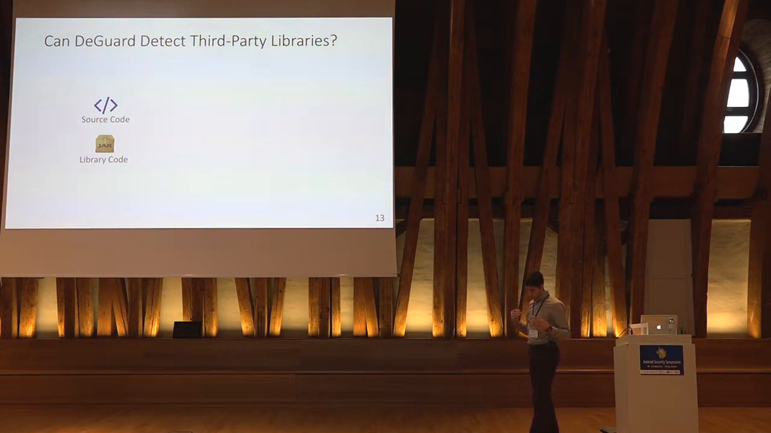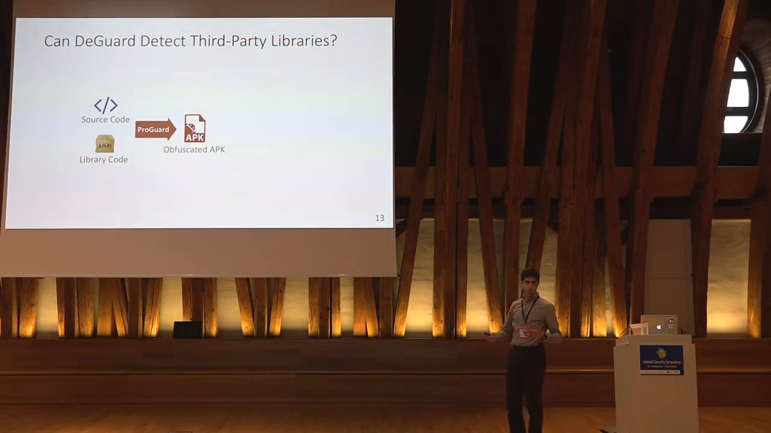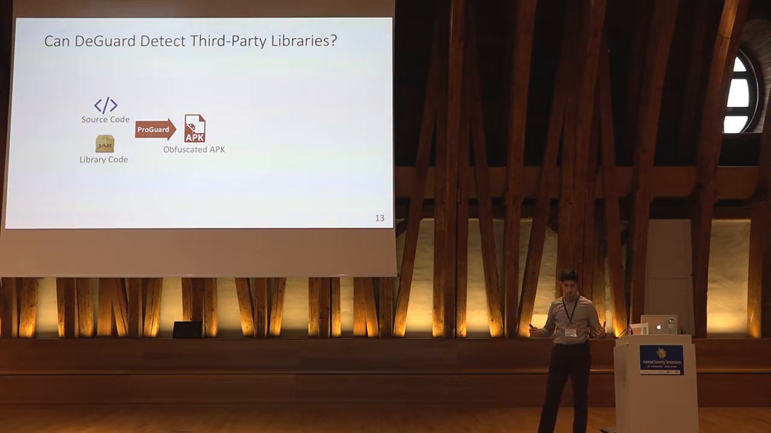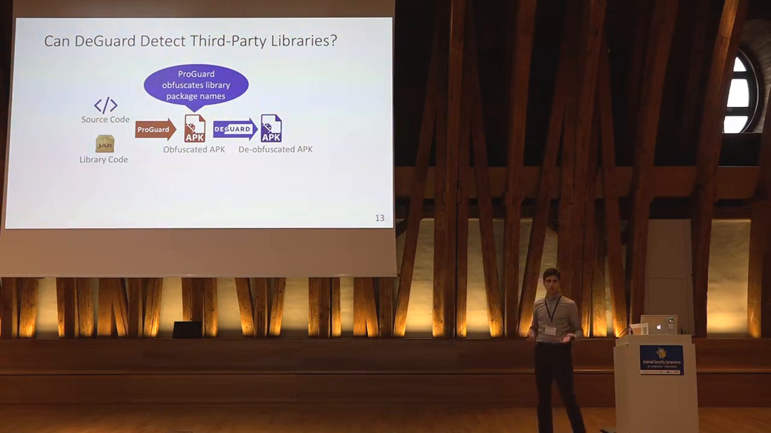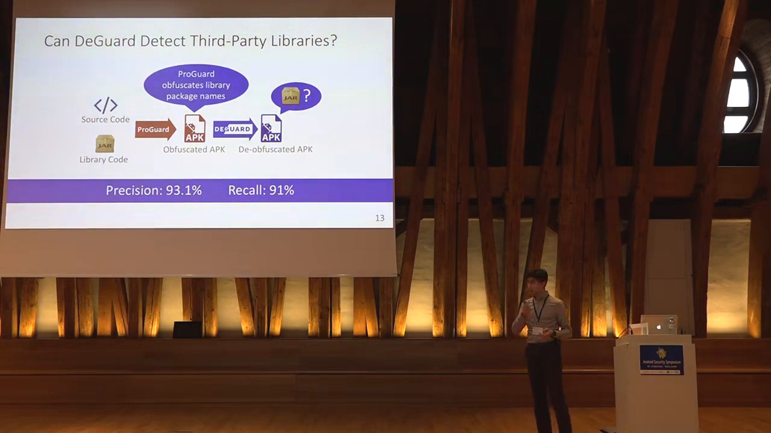So again, we compiled applications that import such third-party libraries, and once ProGuard obfuscates those, they are treated in the same way by ProGuard. So essentially all the package names for the third-party libraries would be obfuscated, so we cannot recognize them directly. And what we did is we deobfuscated them again with DGARD, and then simply checked which third-party libraries are imported. This is easy to check because we can simply look at the package names and see if they identify popular third-party libraries.